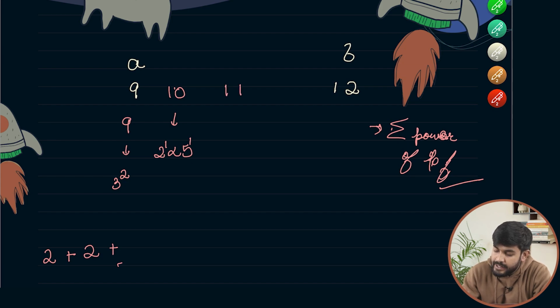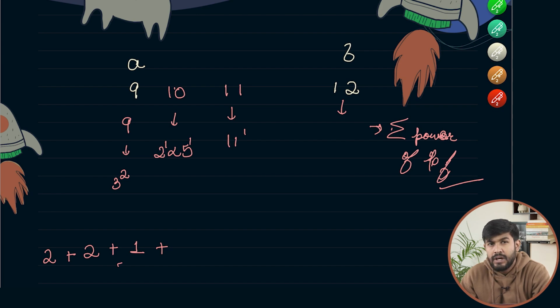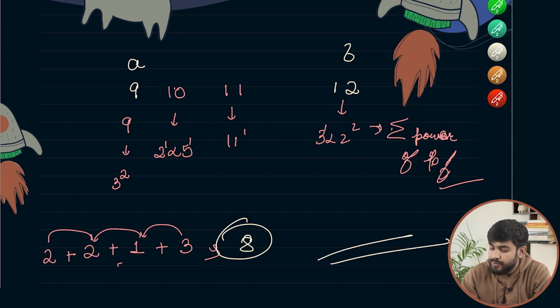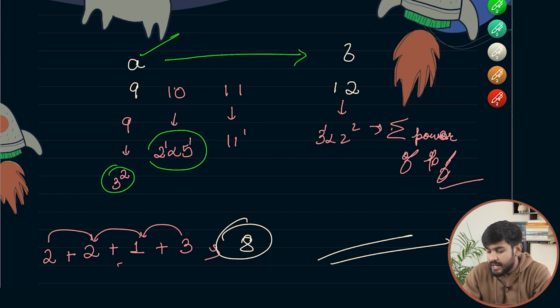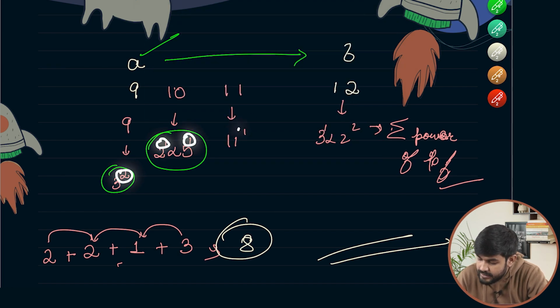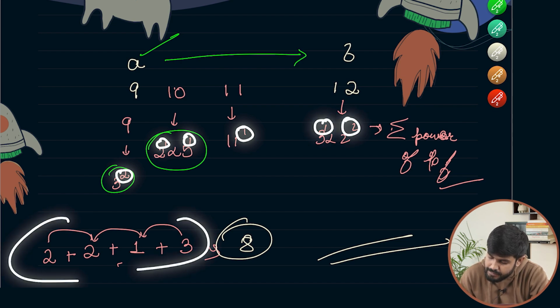Then we have 9, 10, 11. So 11 is a prime in itself, so it would be 1. And then we have 12, which is equal to 3 multiplied by 4, which is 2 plus 1, that is 3. So we have 3 plus 1, 4, 4 plus 2, 6, 6 plus 2, 8. So we have 8 as an answer. So we need to start from A and go till the value of B. We need to find the prime factorization, get hold of the powers of prime factors and have their summation.